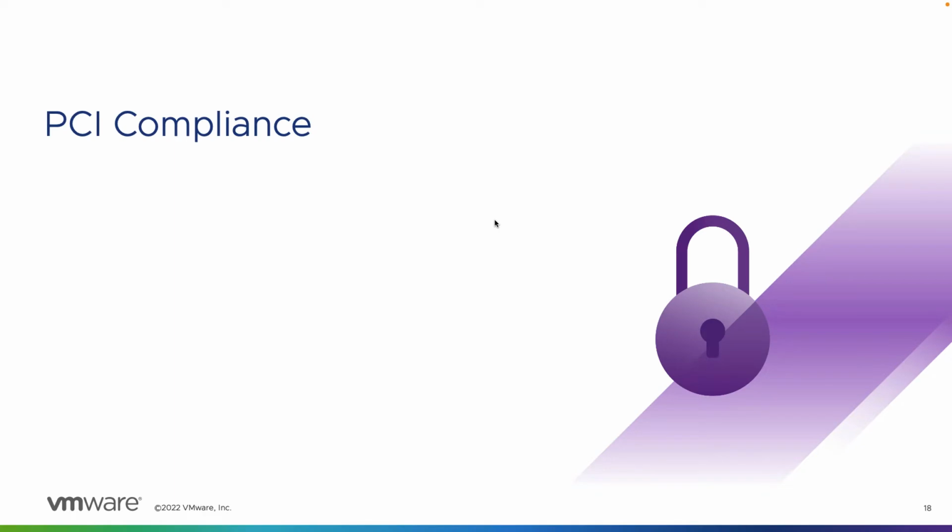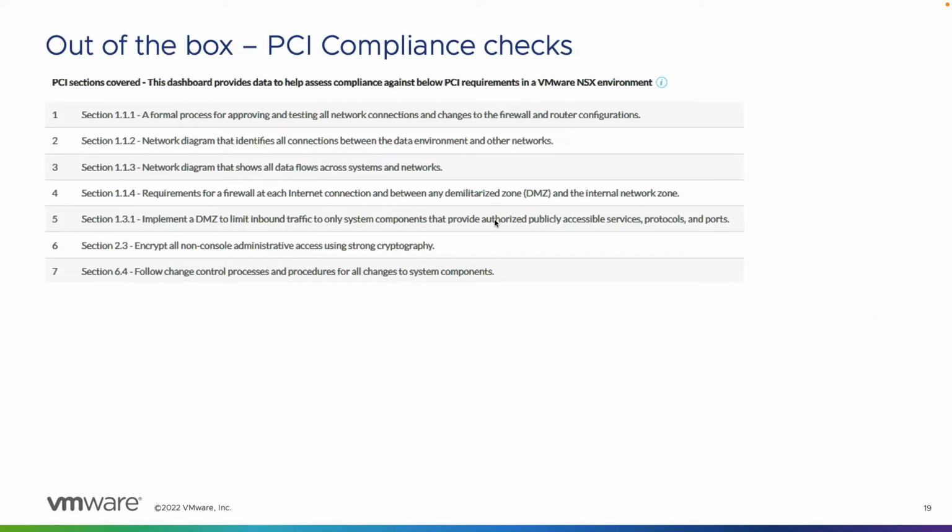In this section, we're going to cover PCI compliance within vRealize Network Insight. Within vRealize Network Insight, we offer out-of-the-box PCI compliance checks. This is using PCI DSS to check against the virtualized infrastructure within your data center. The dashboard provides data to help assess compliance against PCI requirements in a VMware NSX environment.